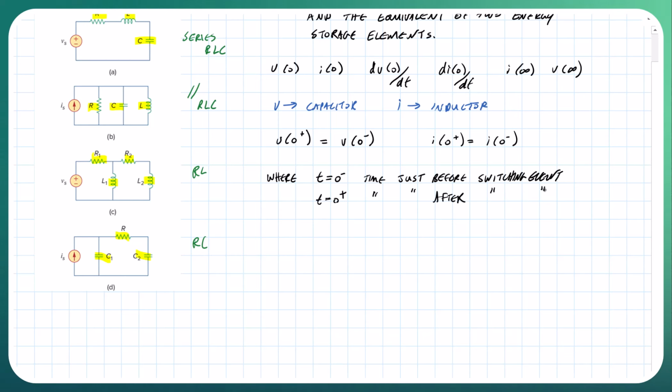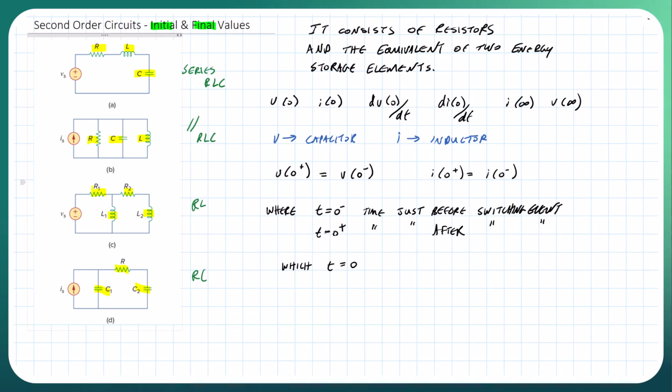That switching event happens at t equals 0. So finding the initial conditions, we want to look at those variables that cannot change abruptly. We want to look at the voltage across the capacitor, and we want to look at the current through the inductor. These are things we want to discuss in this upcoming chapter, but just a quick introduction.